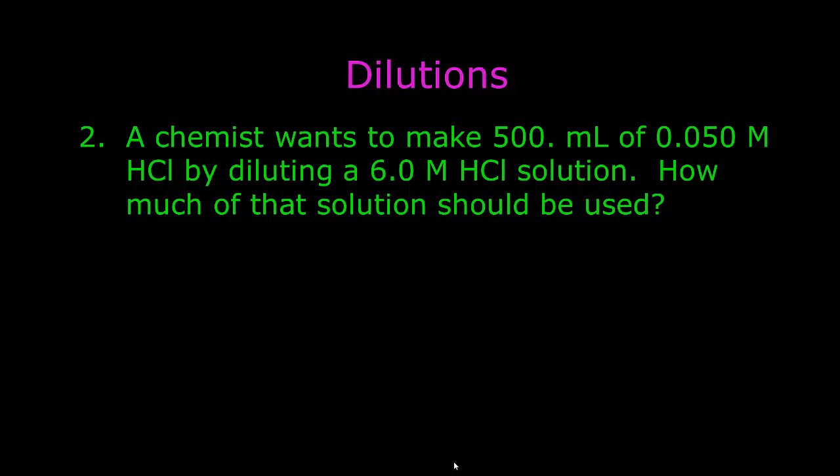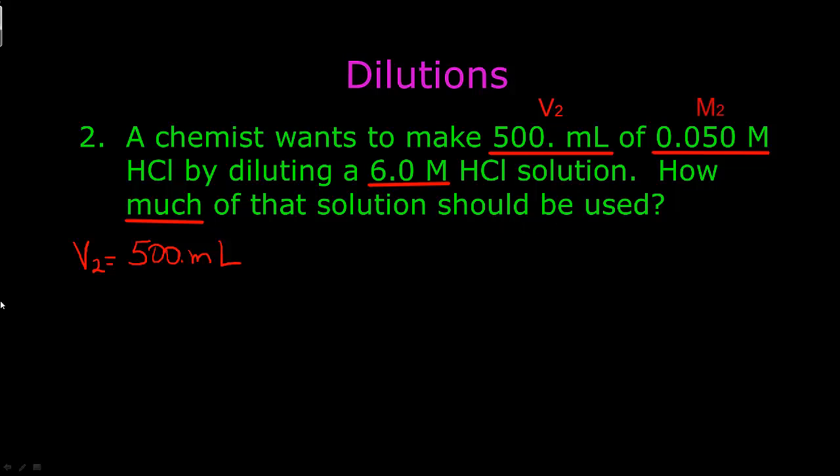Number 2: a chemist wants to make 500 milliliters of 0.050 molar hydrochloric acid by diluting a 6 molar hydrochloric acid solution. How much of that solution should be used? So let's talk about our variables. We have 500 milliliters, and he says a chemist wants to make that much. So that is our final volume, 500 milliliters of 0.05 molar HCl solution. So that is our final molarity.